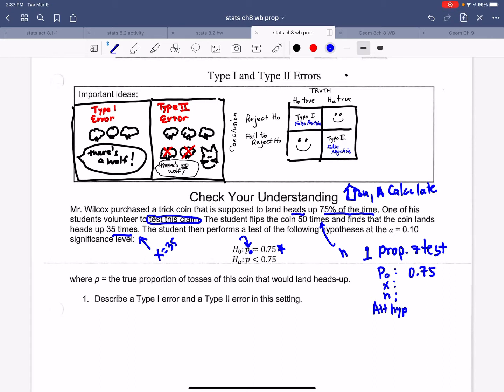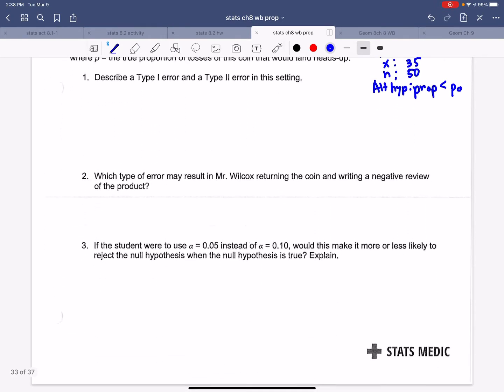All right, and how many successes? We got 35 heads out of a total of 50 flips. Now, we need to grab the less than sign under our alternate hypothesis. So we believe we got a proportion that's less than the P naught, which is 0.75. So X here is 35 out of 50. This is how we type it in our calculators. Okay, and what do we end up getting? We got a p-value of 0.41.